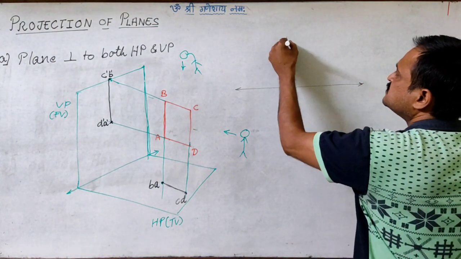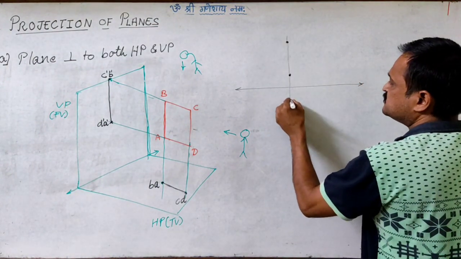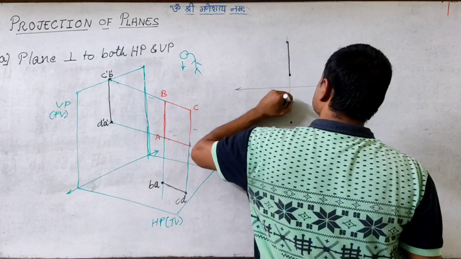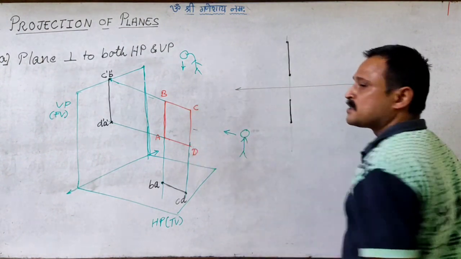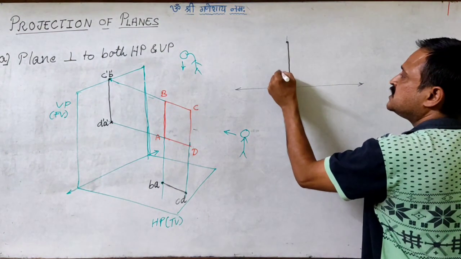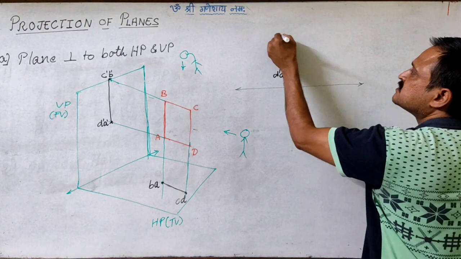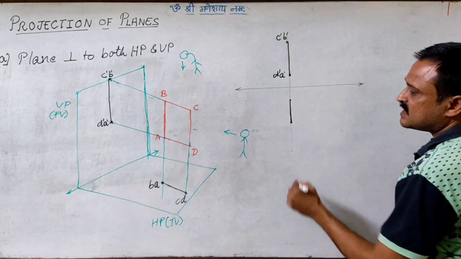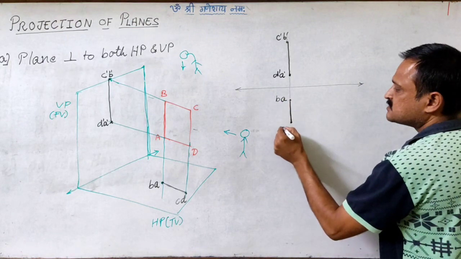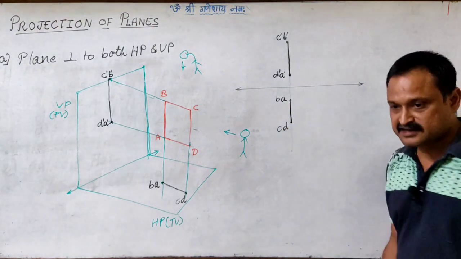So if I know these heights and their dimensions, we are able to see the front view image and the top view image of the plane as this, where this was B dash A dash and this is C dash B dash, and here we are getting B A and this is C D.